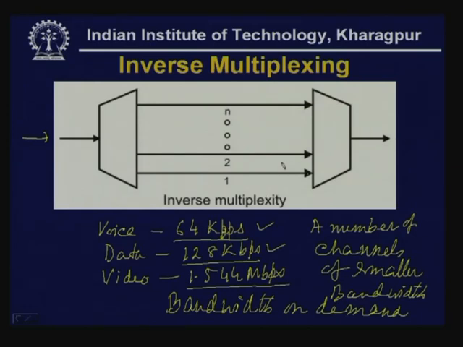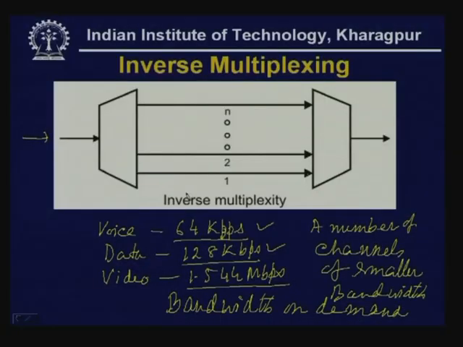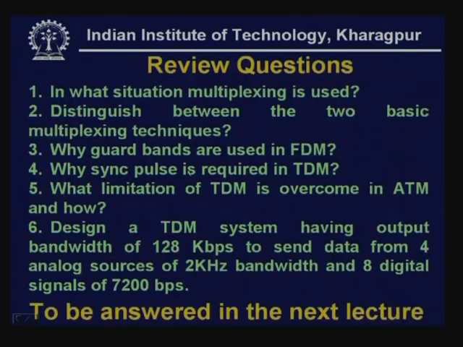So, here we see there is a more cost effective use of the bandwidth, and the facilitator is providing you bandwidth on demand, and as a result, as and when the bandwidth is required, that is being utilized, and that is why this technique is known as inverse multiplexing, and nowadays this kind of facility is available. So, we have discussed various multiplexing techniques.